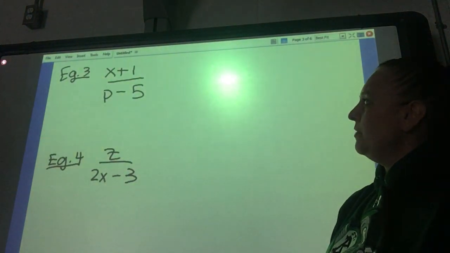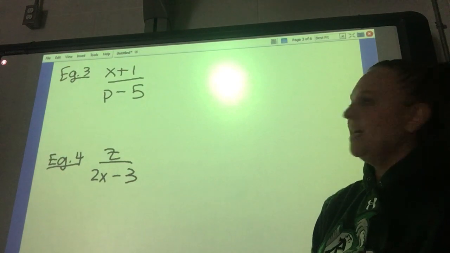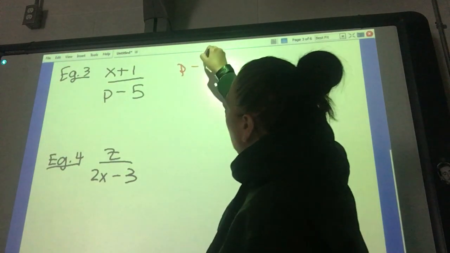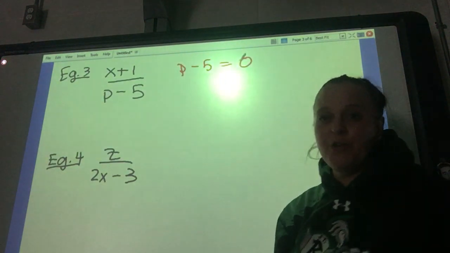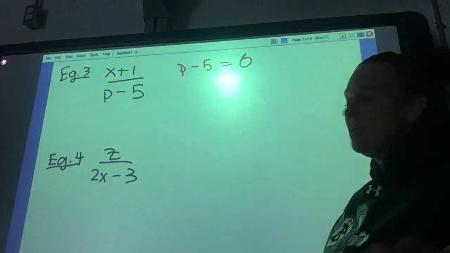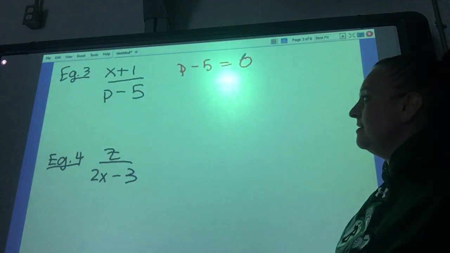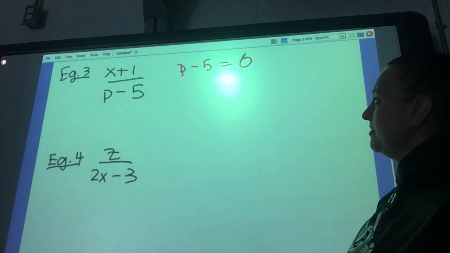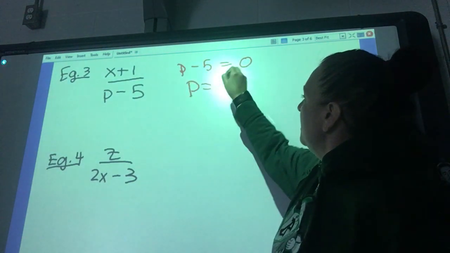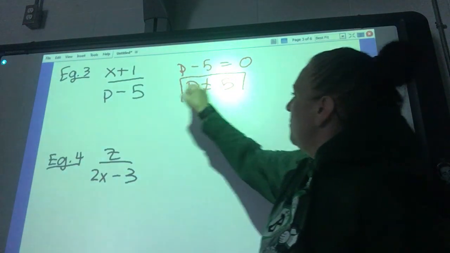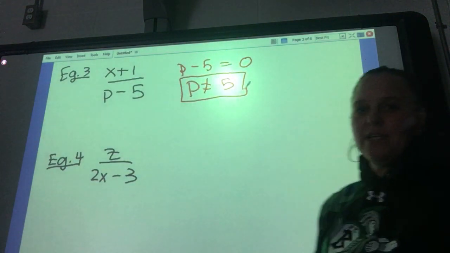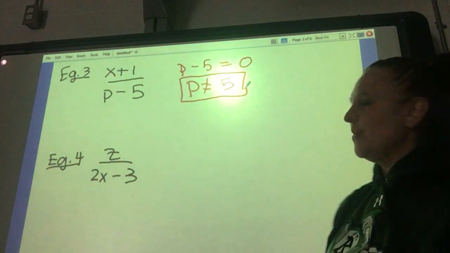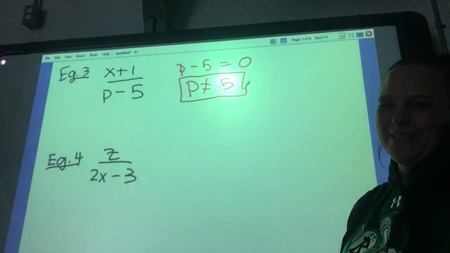Example 3, x plus 1 divided by p minus 5. Now, the non-permissible only comes from the denominator. The numerator can be 0. That's fine. You can have a 0 on top, but you cannot divide. So we don't have to worry about the x plus 1. There's no non-permissibles there, just the denominator. So rearranging, p cannot equal 5. Again, you don't need to show the work if you can see that right away. I see there's a bit of a glare, but you can follow along in your notes, hopefully.